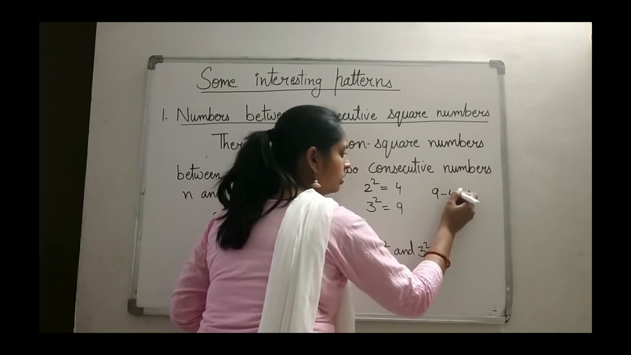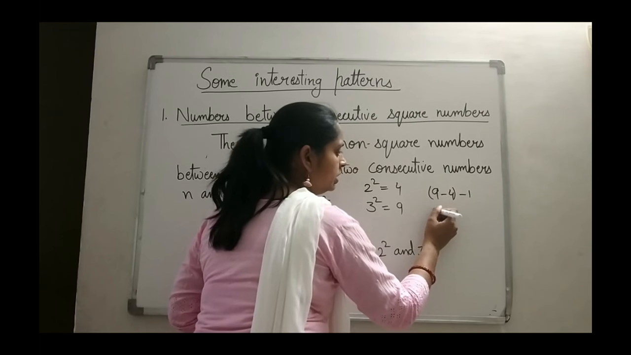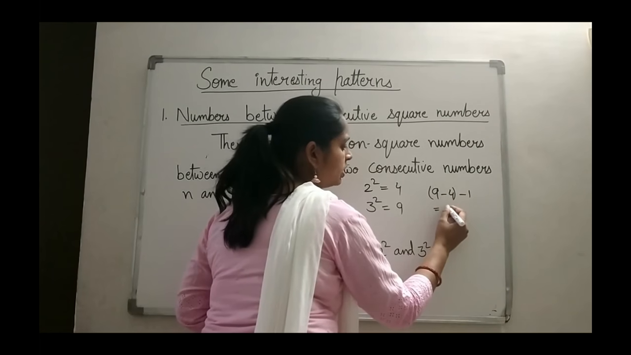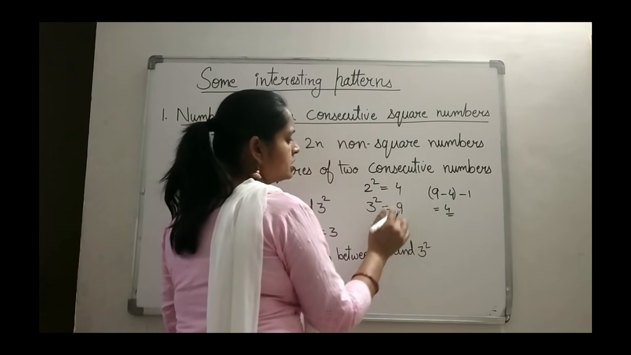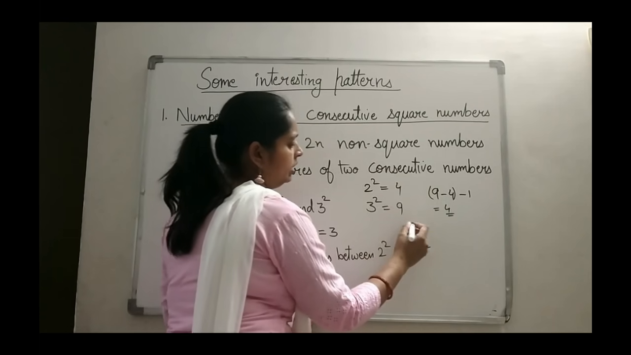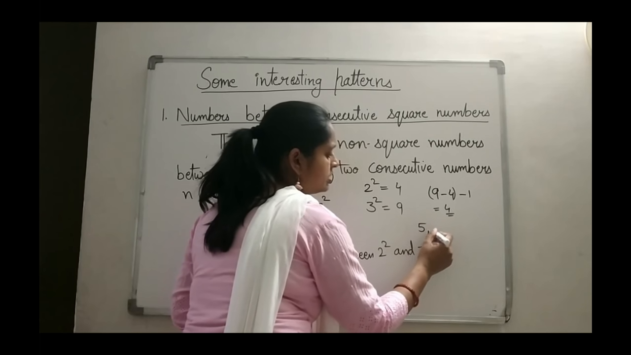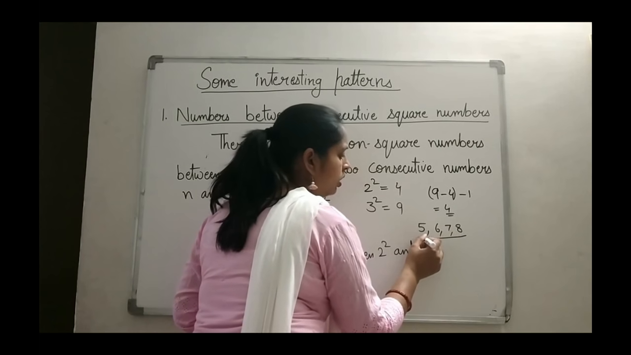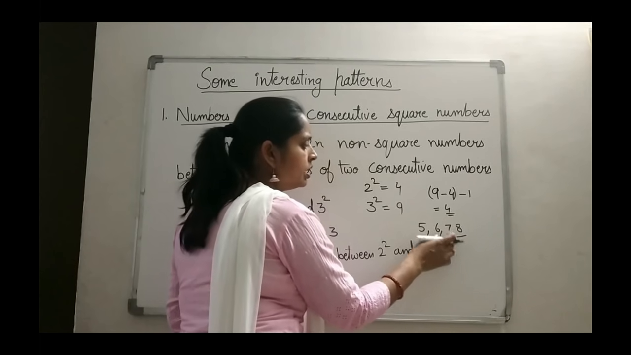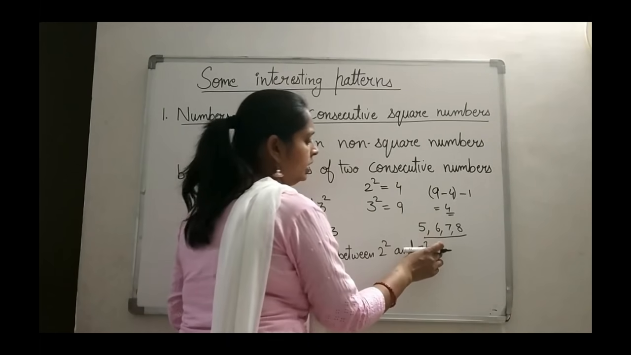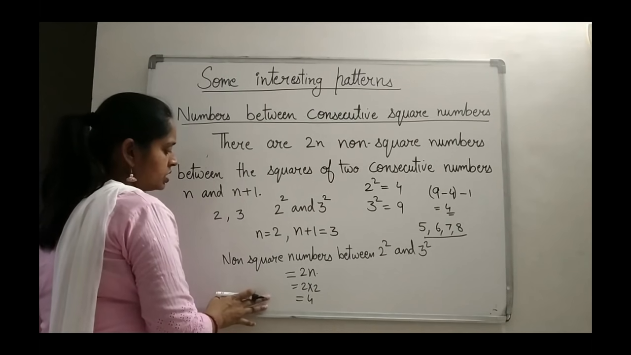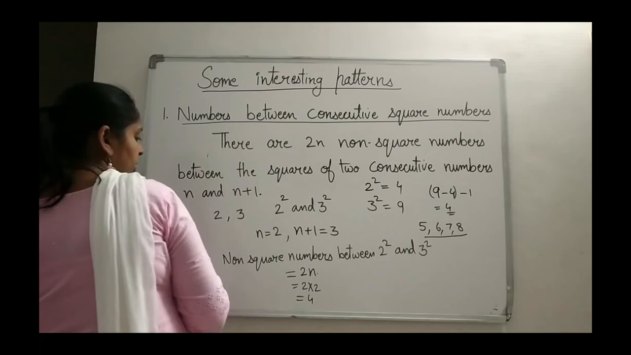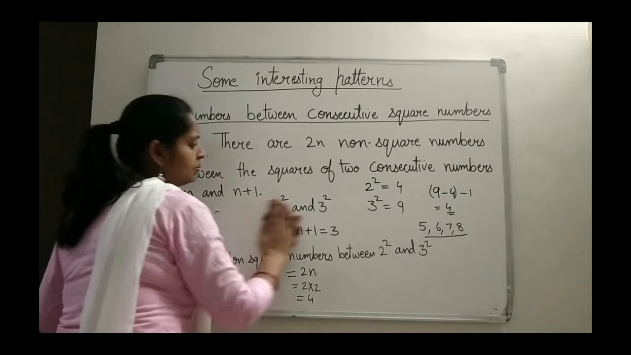You know how to find the numbers between these? That will be equal to 9 minus 4, which is 5, and 5 minus 1 is 4. You can check also. See what numbers lie between 4 and 9: 5, 6, 7, and 8. These are all non-square numbers lying between 4 and 9. So this pattern you have to see. If any two consecutive numbers are given, only the direct method is there.